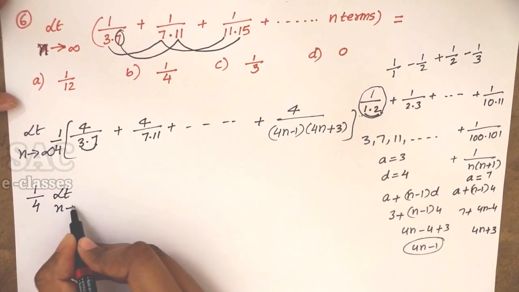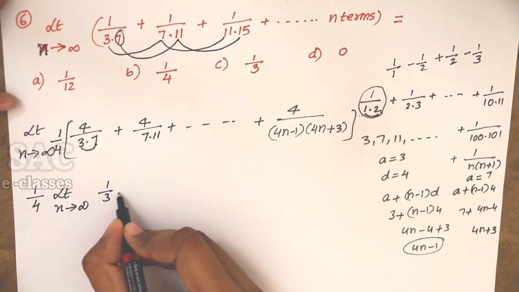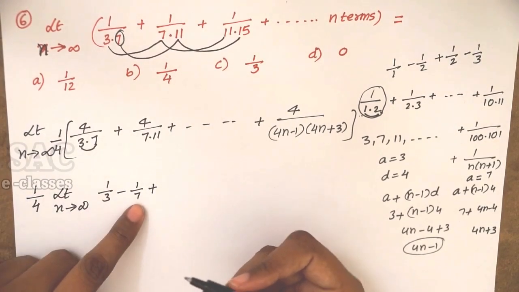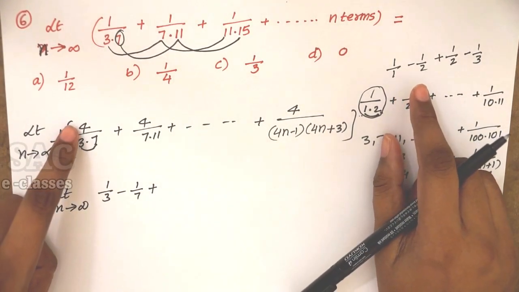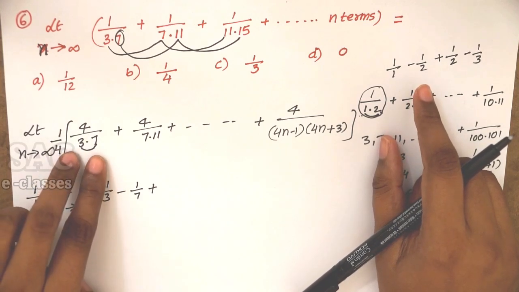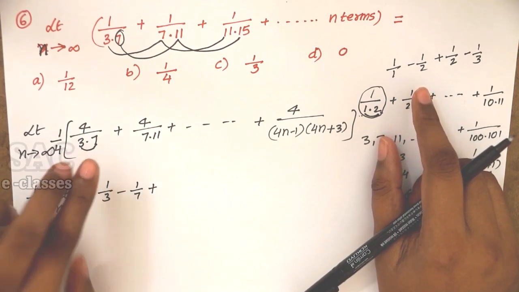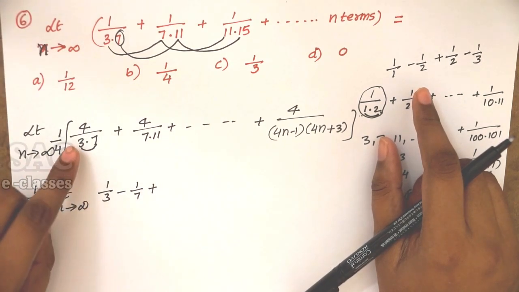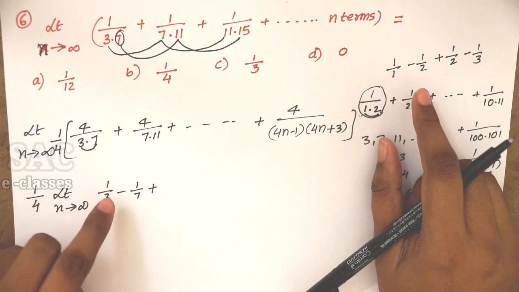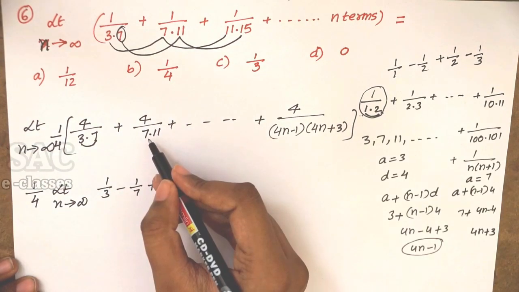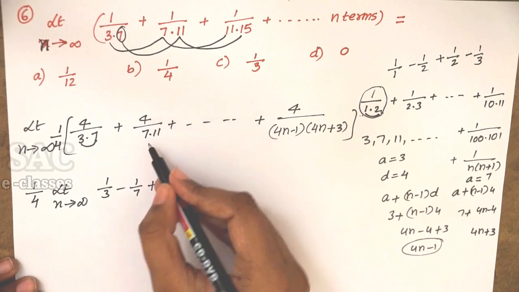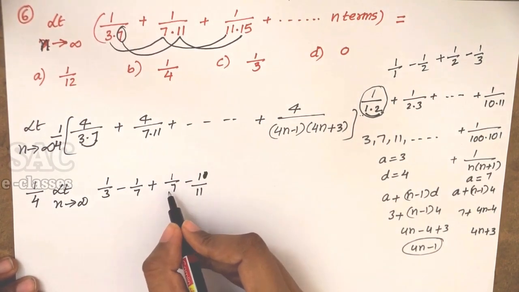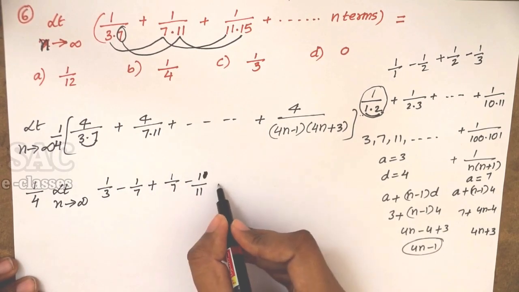Limit n tends to infinity, 1 by 3 minus 1 by 7 plus, we should not write 4 by 3 minus 4 by 7. Whatever the numerator, if the difference between any two consecutive numbers is that numerator, we will write 1 by first number minus 1 by second number. Can you say that? How will you write that? 4 by 7 into 11 is 1 by 7 minus 1 by 11, but not 4 by 7 minus 4 by 11.